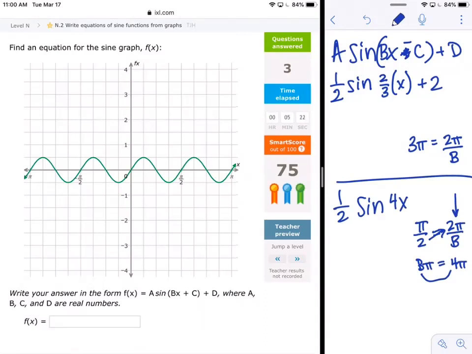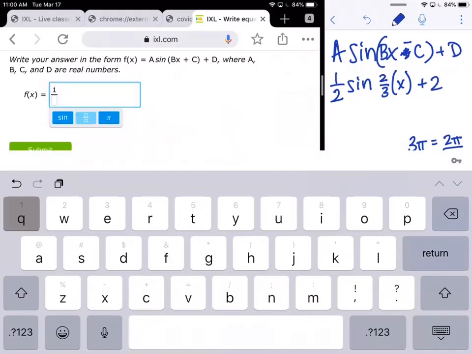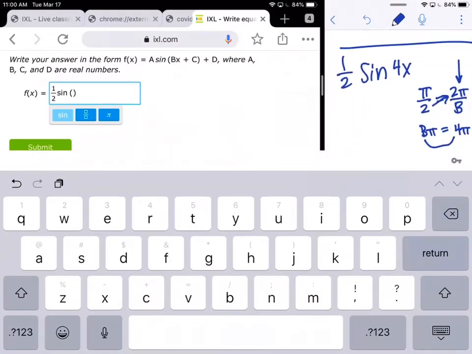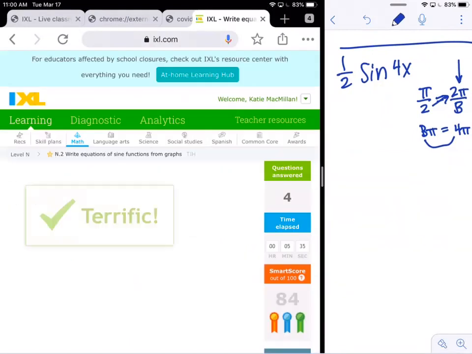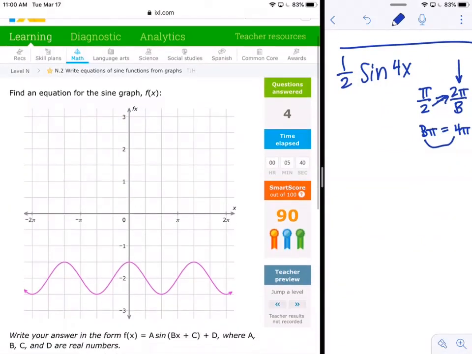And then it hasn't been shifted at all. So this would be 1/2 sine 4x. Sweet. So jump up one more in case you want to try the challenge.